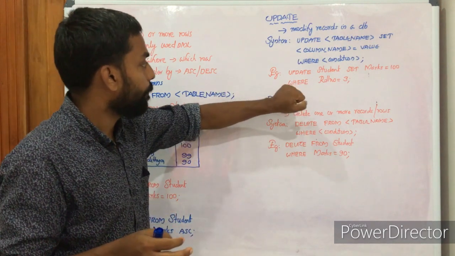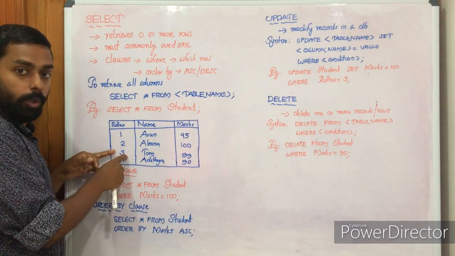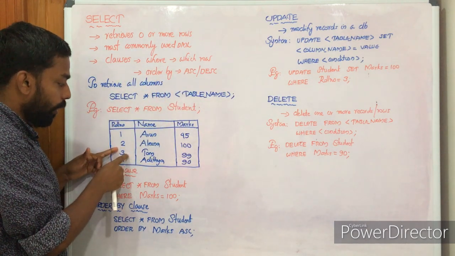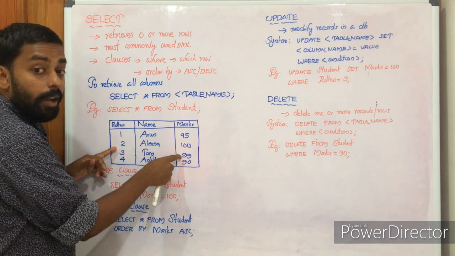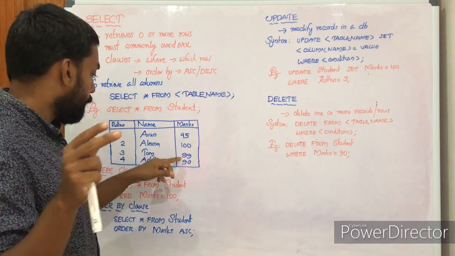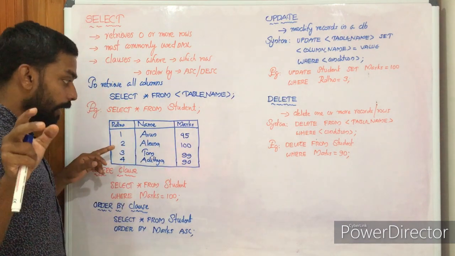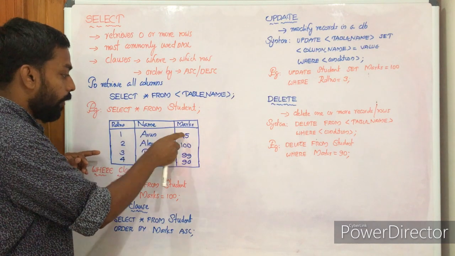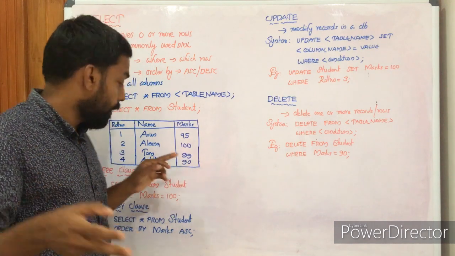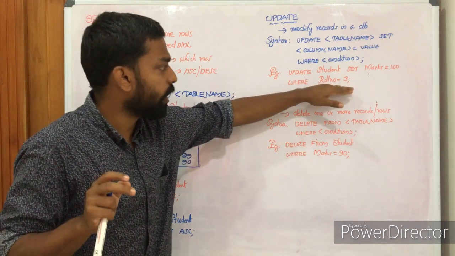Suppose we set marks equal to 100 where roll number equal to 3. What happens? That statement updates the marks of the student having roll number 3 to 100. That means Tom's 99 will be modified, updated to 100. So in the resultant table, when you select it: 1 Arun 95, 2 Elena 100, 3 Tom, 99 is already changed to 100, 3 Tom 100, then 4 Aditya 90. So the change is reflected.